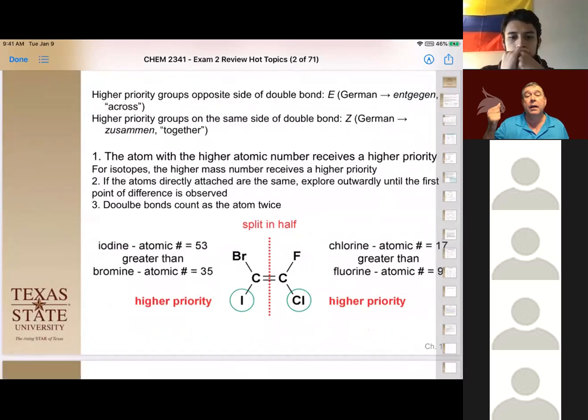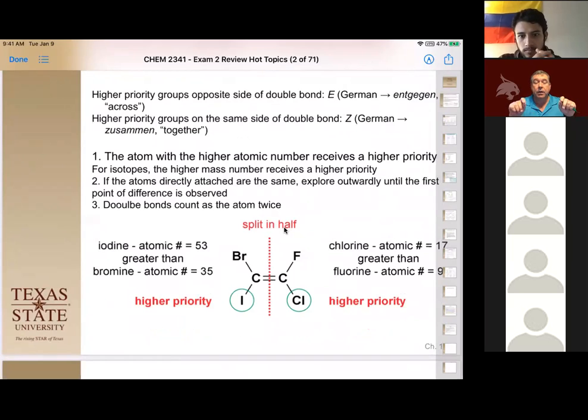The 3 rules are atomic number first. If atomic number solves your problem or identifies priority, you're done. If atomic number does not solve your problem, then you have to go to the next atom over. For example, if you had 2 things that had carbons, what's attached to it next? And therefore, the next highest priority thing on there is what you use. So if you had an oxygen on one and a chlorine on the other, the chlorine's higher in atomic number, therefore it takes priority.